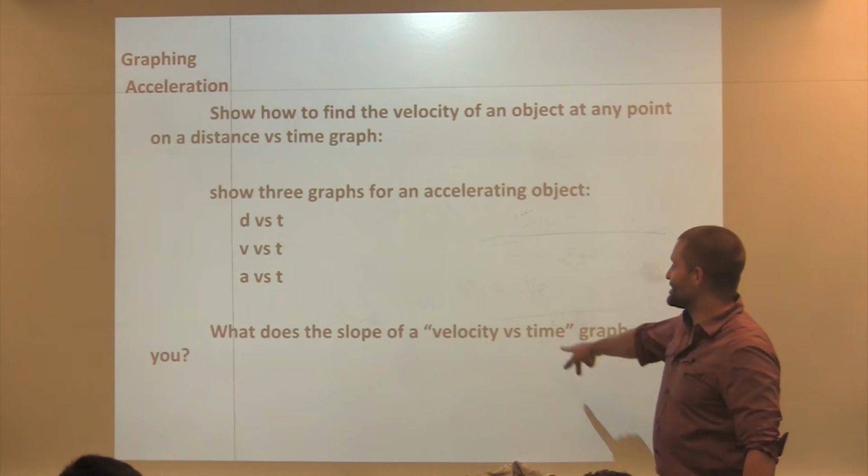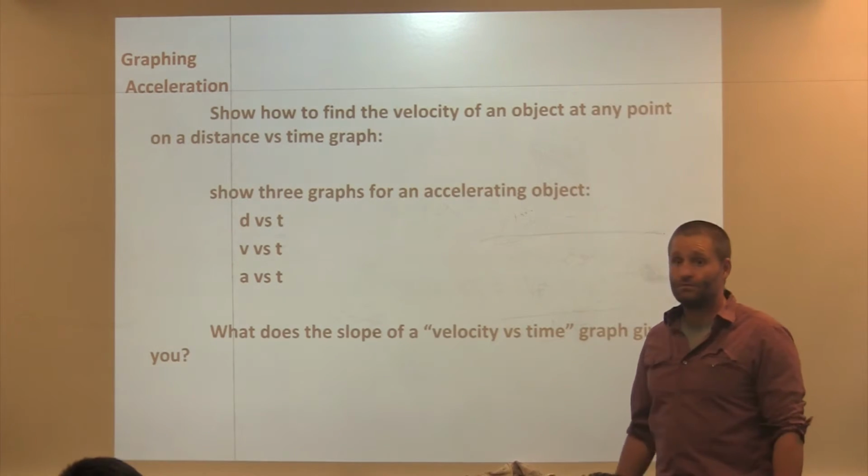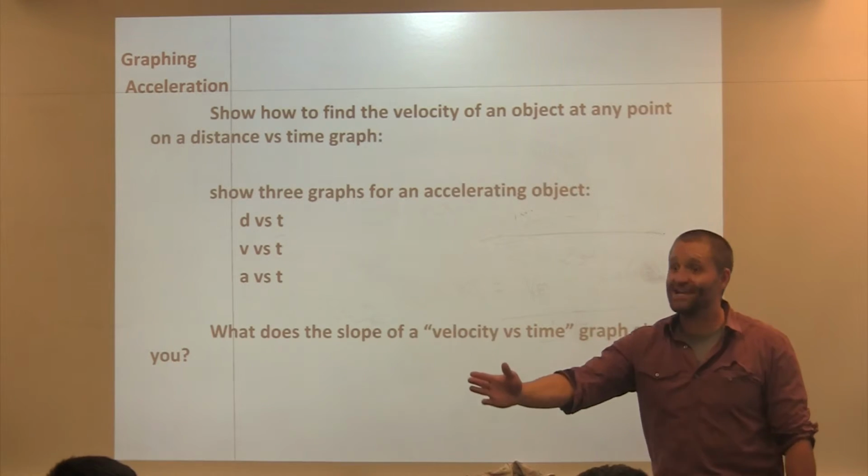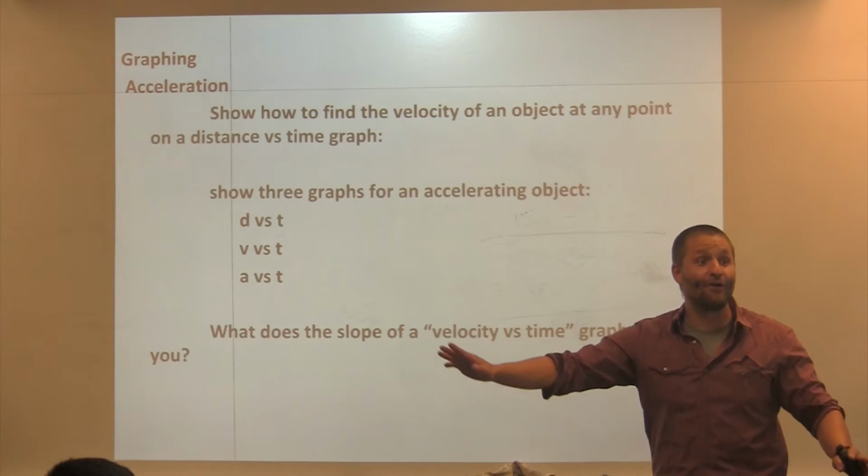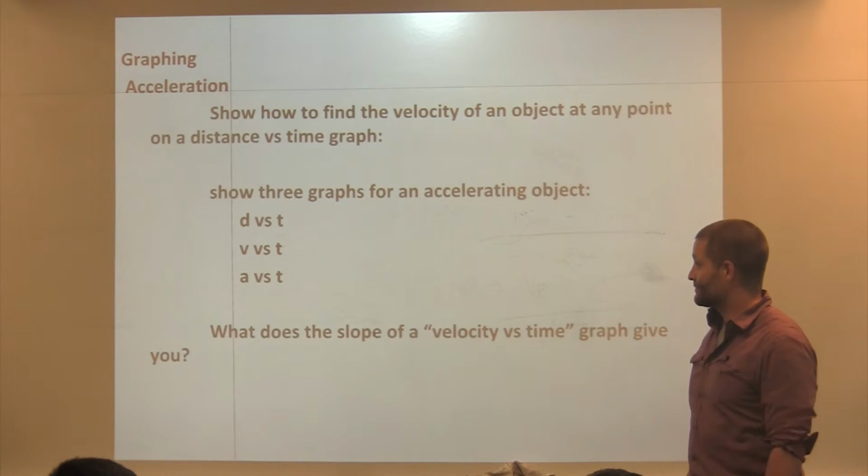All right. What does the velocity versus time graph give you? Acceleration. Bell ringer.